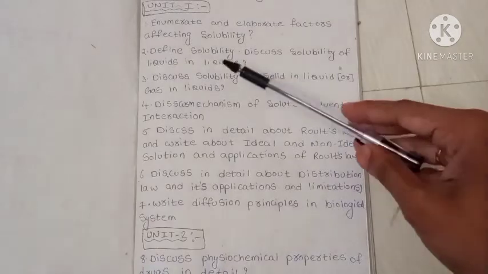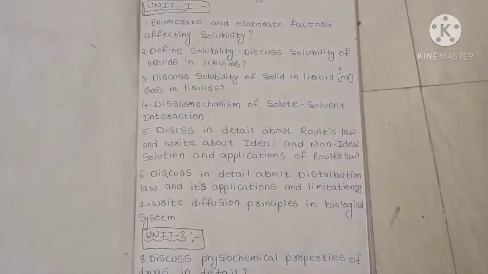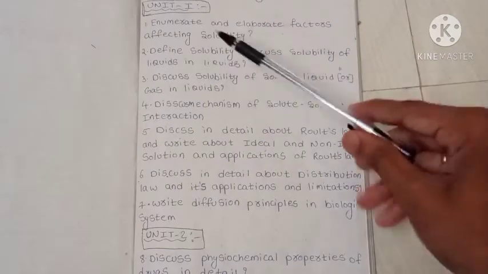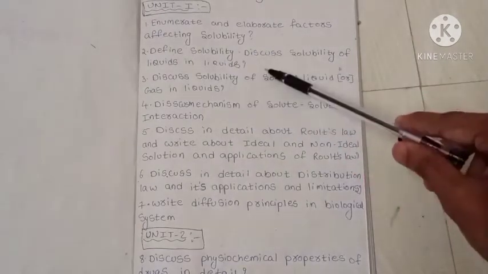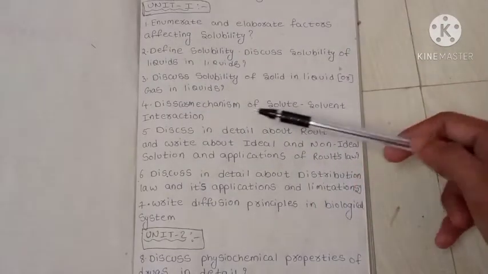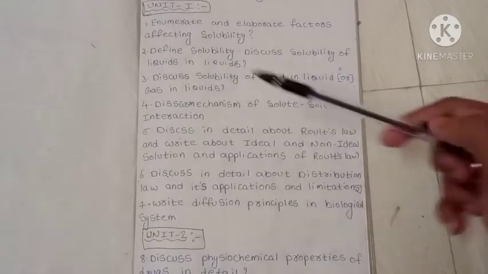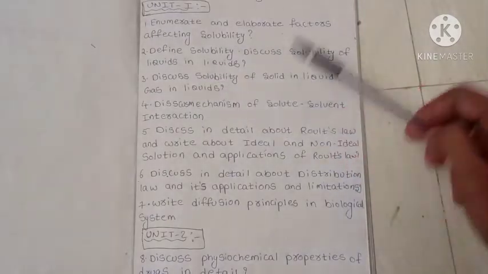Next question is: define solubility. Discuss the solubility of liquids in liquids. Means we need to define solubility and explain how solubility of liquids in liquids occurs. Also, solubility of solids in liquids or gases in liquids should be explained.